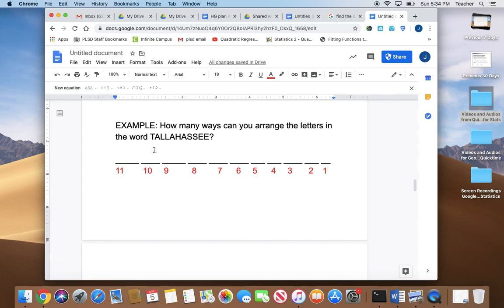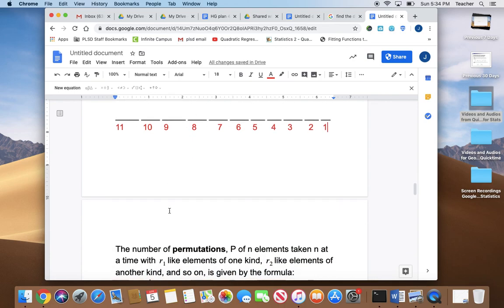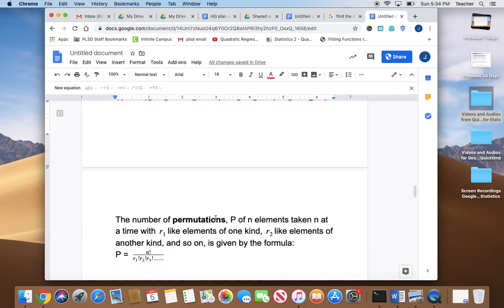Because if you have an A in the 10th place and an A in the 8th place, you put the first A in the 10th place, for example, and the second A in the 8th place, that's going to be the same as if you put the second A in the 10th place and the first A in the 8th place. So if you have things that are repeated, you have to divide something out. The number of permutations P of n elements taken n at a time, you're looking at all of them, with R1 like elements of one kind and R2 like elements of another kind, and so on, is given by this formula. P equals n factorial over R1 factorial times R2 factorial times R3 factorial, and so on.